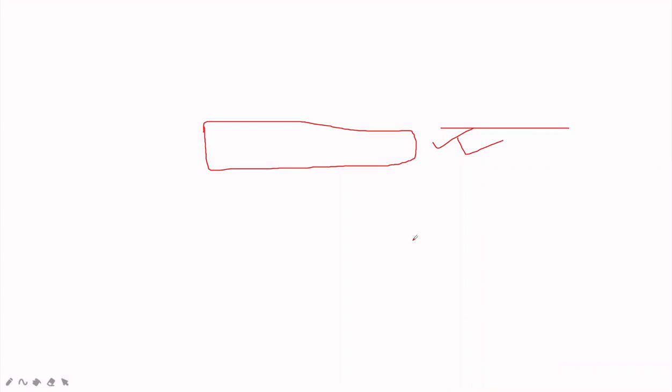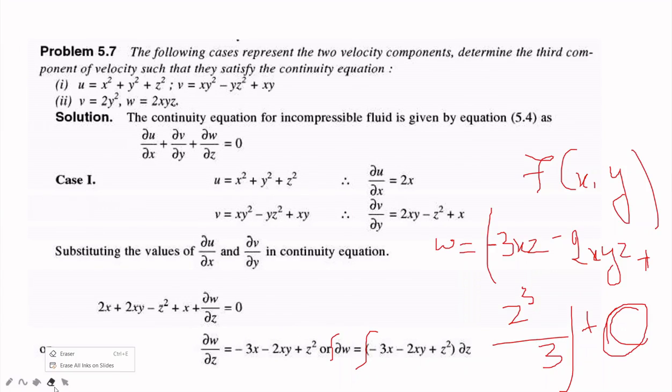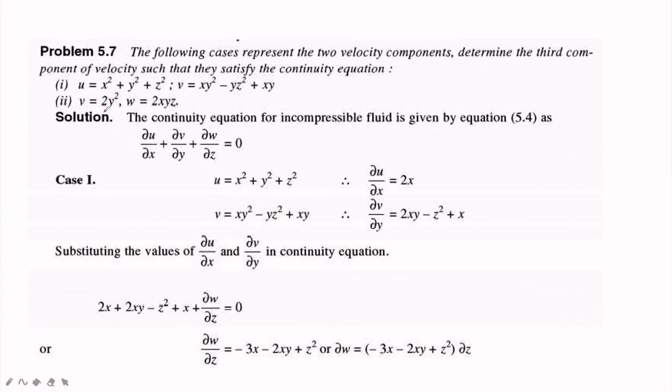Okay, case 2. How can we solve case 2? In case 2, I have given v is equal to 2y square. What we have to do: we know this formula, that is the continuity equation for incompressible flow. It is dou u by dou x plus dou v by dou y plus dou w by dou z is equal to 0. They have given v and w. We have to find dou u by dou x. After finding it, if we integrate dou u by dou x, we get u.